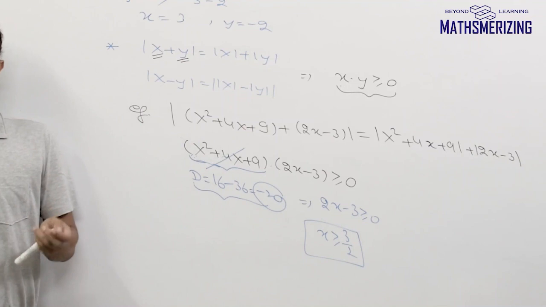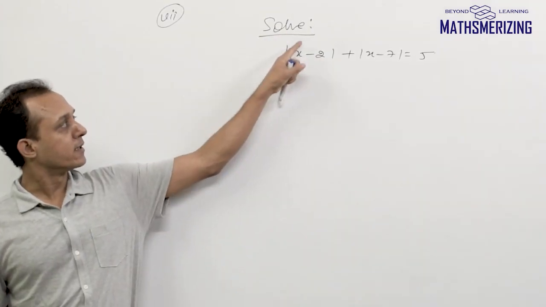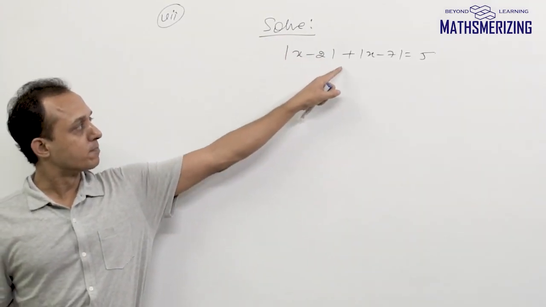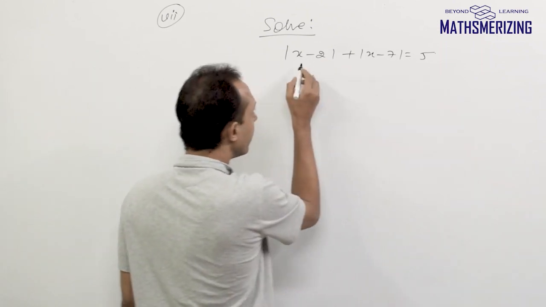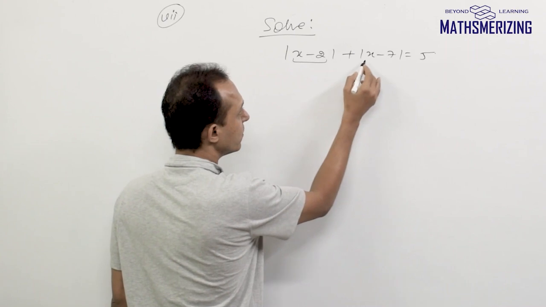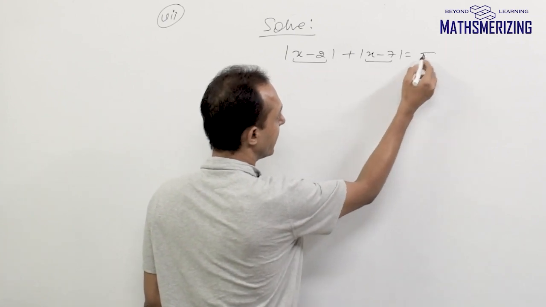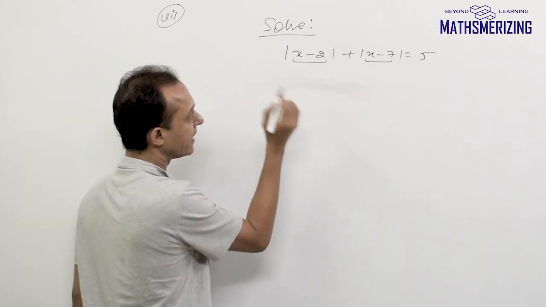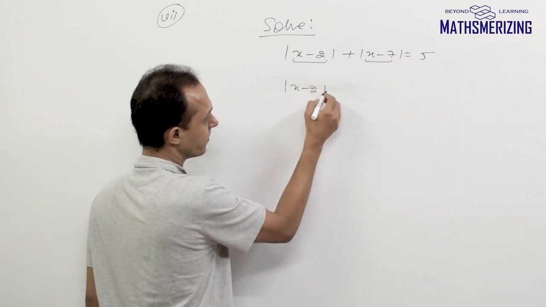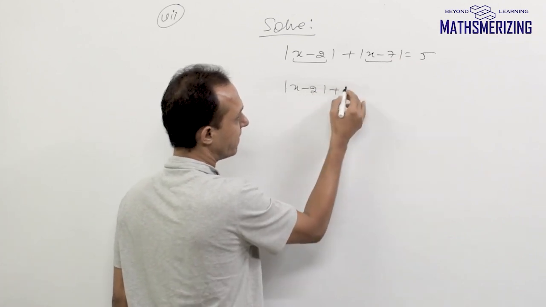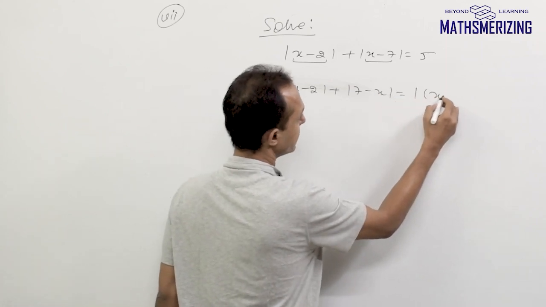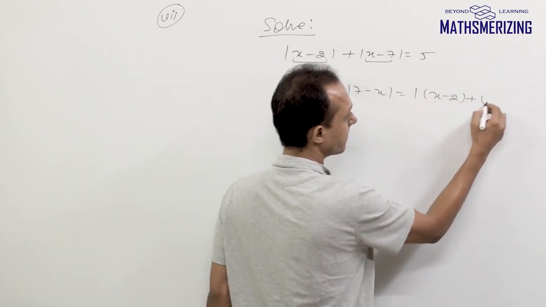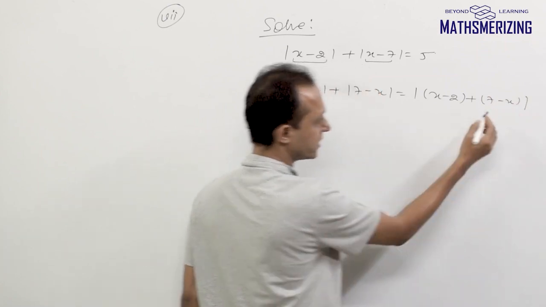I'll take up another example. So the question is, solve this: mod of x minus 2 plus mod of x minus 7 equals 5. Now, what I do know is, if I subtract x minus 2 from x minus 7, and take mod, I'll get this value as 5. I can write this equation as mod of x minus 2 plus... now, mod of x is the same as mod of minus x. So I can write it as mod of 7 minus x, and I can write it as x minus 2 plus 7 minus x, which is 5.